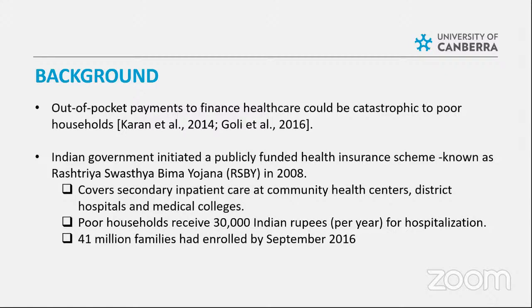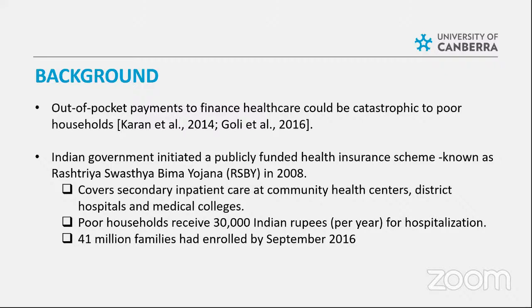Now, there is also a wide literature looking at how out-of-pocket payments on healthcare affect the welfare of poor households. And the consensus is that such out-of-pocket expenses could prove to be catastrophic in the sense that poor households could be plunged into deeper poverty as a result of such expenses. So to protect poor Indian households from financial risks due to hospitalization, the Indian government launched this public health insurance scheme, RSBY, Rashtriya Swasthya Bima Yojana, in 2008. And it is this public health insurance scheme that is of particular interest to us in this paper.